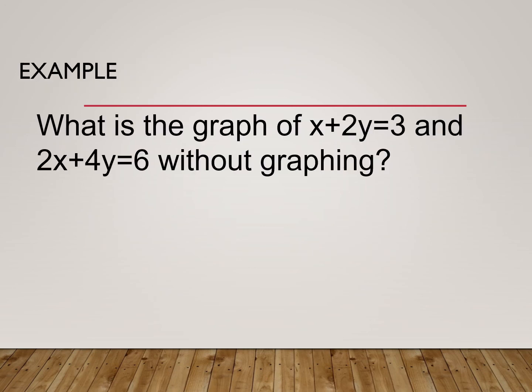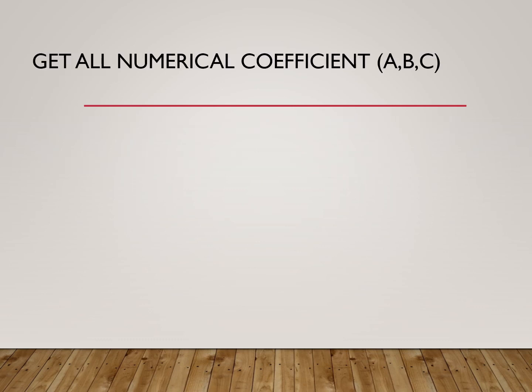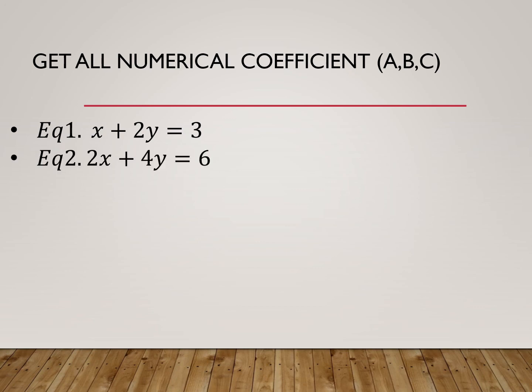Example number 2. What is the graph of x plus 2y is equal to 3 and 2x plus 4y is equal to 6 without graphing? Since nasa standard form na po yung given natin, we're going to get all the numerical coefficients. Yun po yung a, b, and c. So yan po ang equation 1 is x plus 2y is equal to 3. Ito naman po ang equation 2 natin na 2x plus 4y is equal to 6.